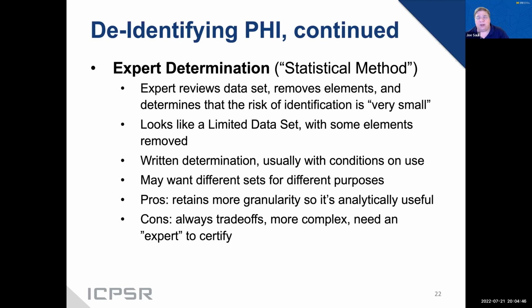An expert, and by the way, they don't define it, right? All of the ones I've met have been biostatisticians, and actually I should have given some citations, but you don't have to be. An expert reviews the data set, removes elements, and determines that the residual risk of identification, the number of population uniques in the set, is very small. What's very small? A few in 10,000, for example.